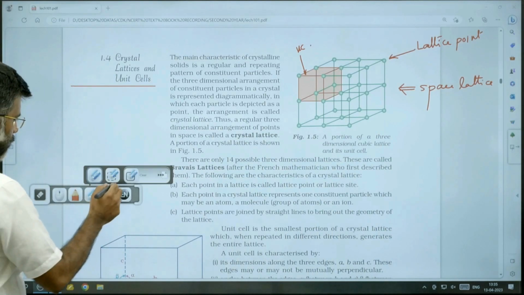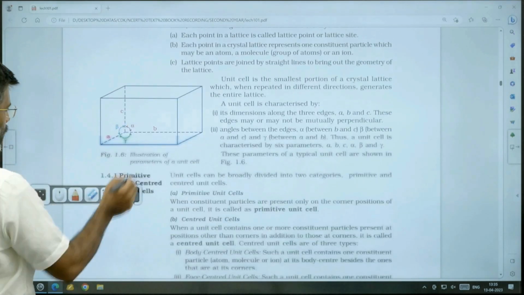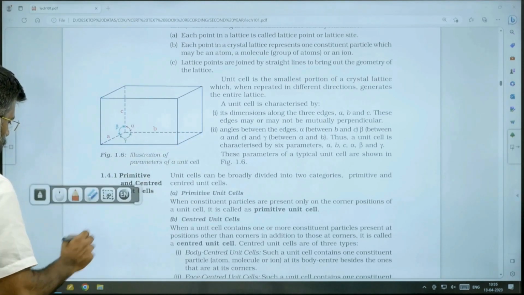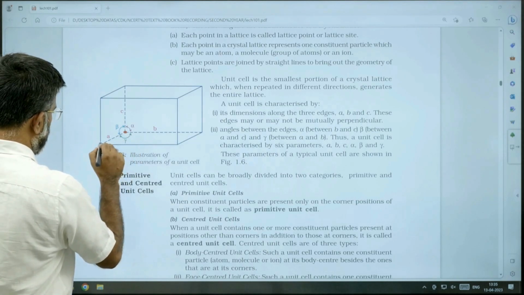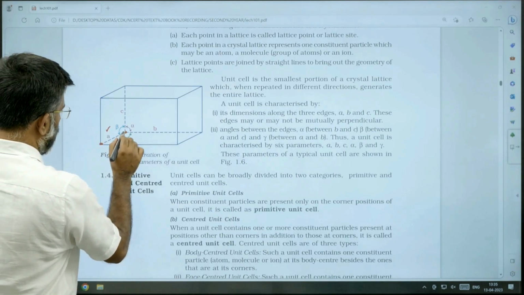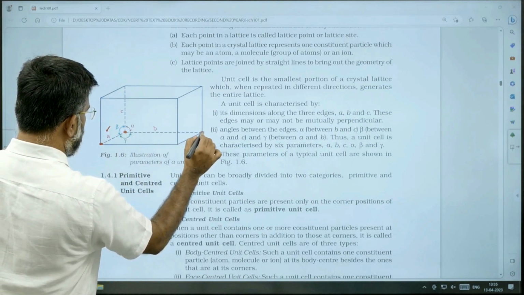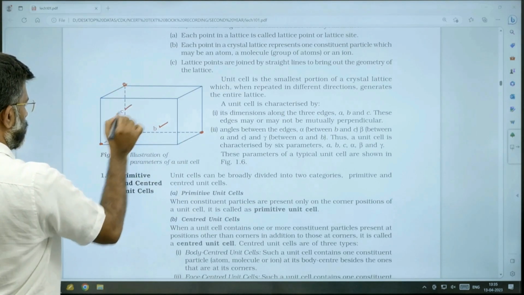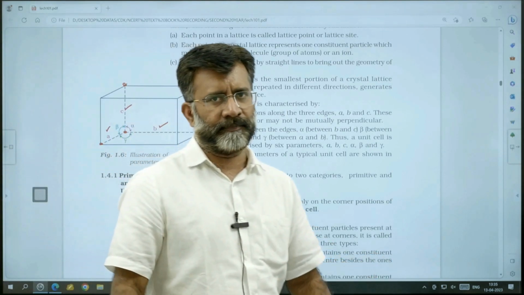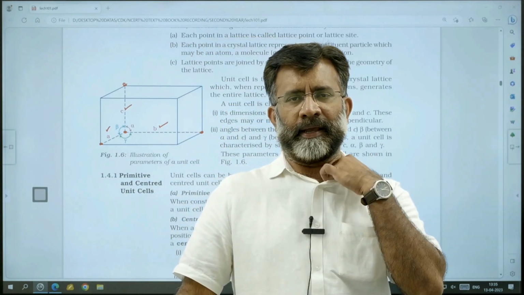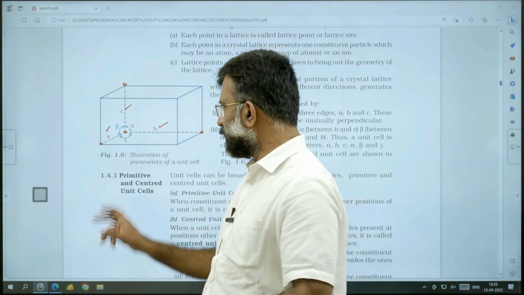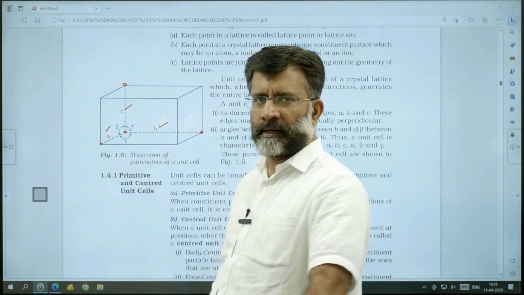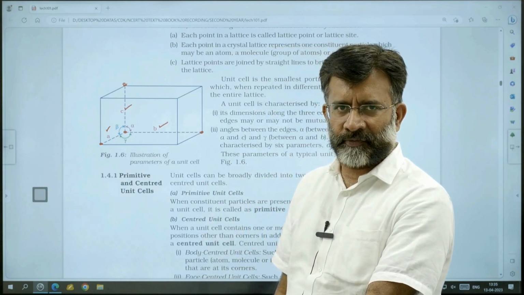Now a unit cell is characterized by unit cell parameters. The parameters include a lengthwise parameter from this point to this, that is A. Then from this point to this, that is B, and the height, this to this, is called C. So length, breadth, height, 3-dimensional parameters. A, B, C are the lengthwise parameters for a unit cell.